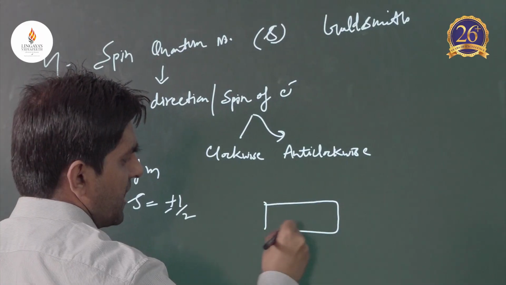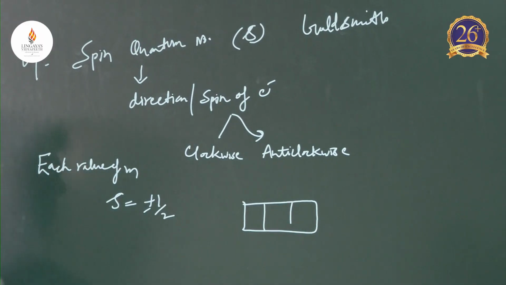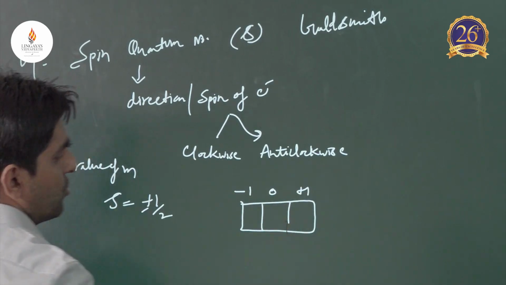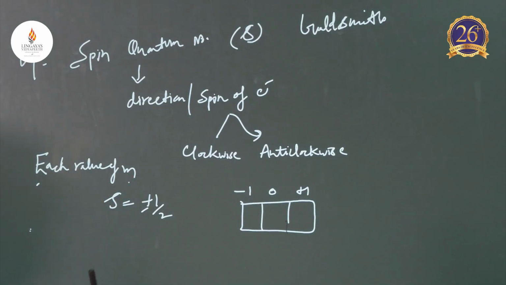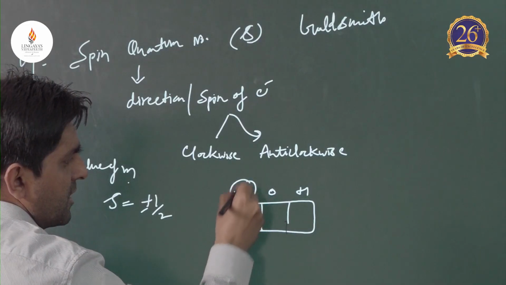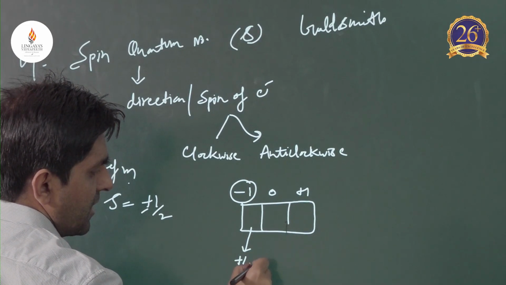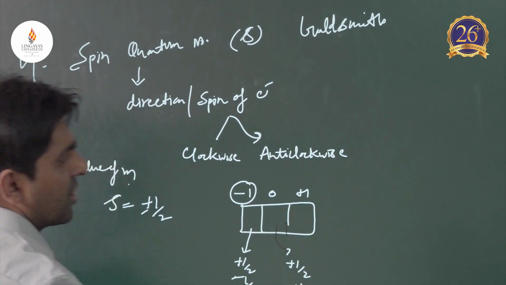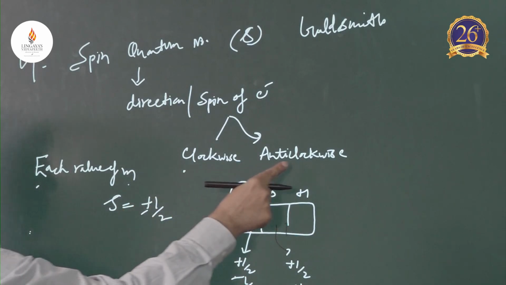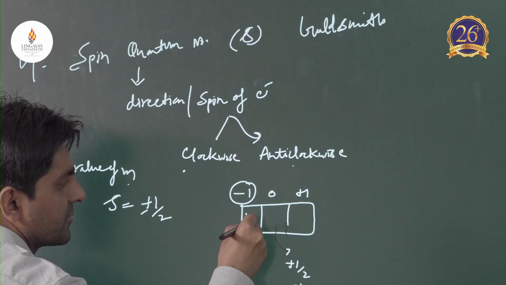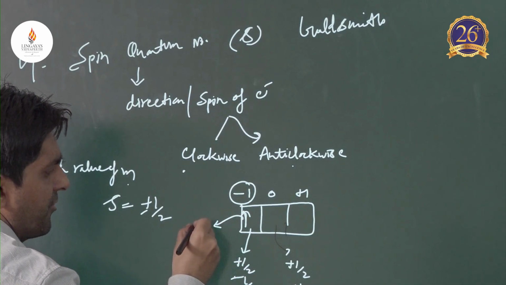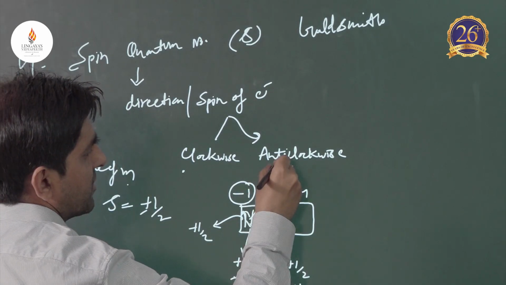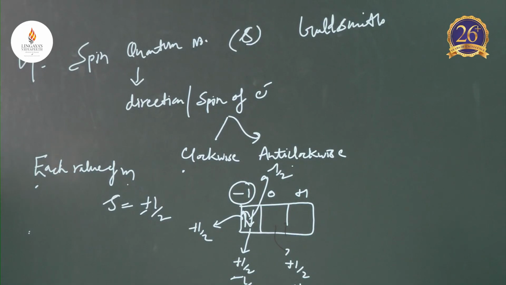Let's take an example. If we have a p orbital, then value of M equal to minus 1, 0, plus 1. For each value of M, here will be either plus half or minus half. Here also plus half or minus half. It means we are filling the electron clockwise or anti-clockwise. If the electron is clockwise, value of S will be plus half. If we are filling it anti-clockwise, that will be minus half. That's how we can determine the spin quantum number.